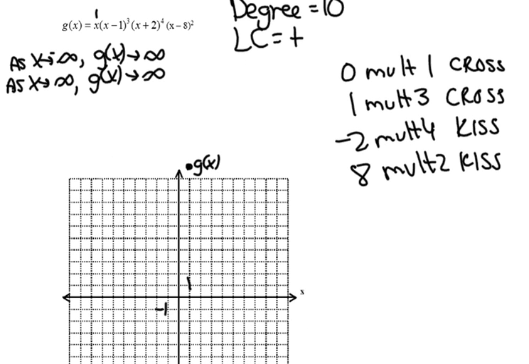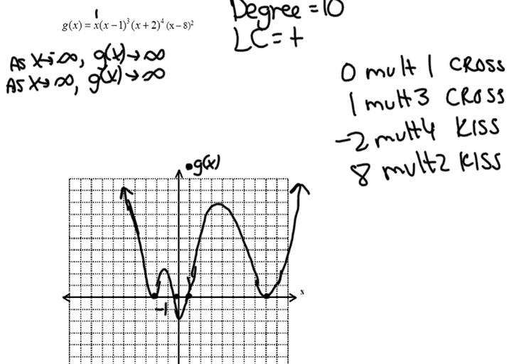I'm going to start graphing. So let's do the zeros first. Okay, so we know it's coming down. Let's see, at negative 2, I'm going to kiss and go in the other direction. Okay. At 0, I will cross. At 1, I will cross. And at 8, I'm going to kiss and go in the other direction. Okay. So that gives me at least a rough sketch of what this graph is going to look like.